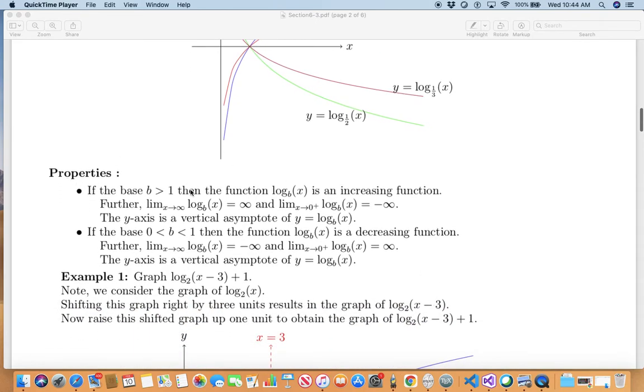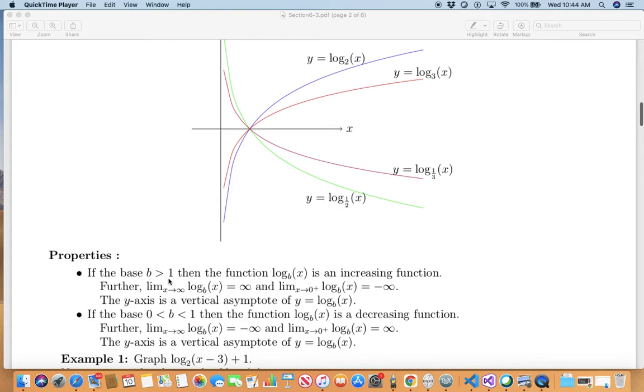All right, properties. Let's look at the properties. If base b is greater than 1, for example log base 2 and 3, then log base b is an increasing function. Further, as x approaches infinity, log base b goes to positive infinity. So as you go far away to the right, these functions are increasing slowly, but they are increasing. So over time, they'll go to positive infinity. Whereas as x approaches 0 from the right, my log starts going to negative infinity. All right. So this is when base is greater than 1. So these are your two examples.